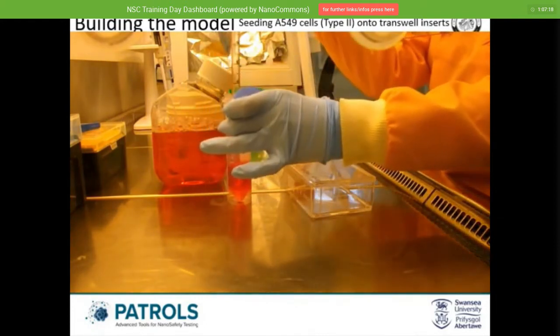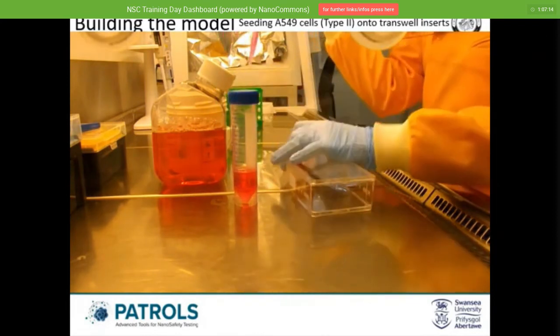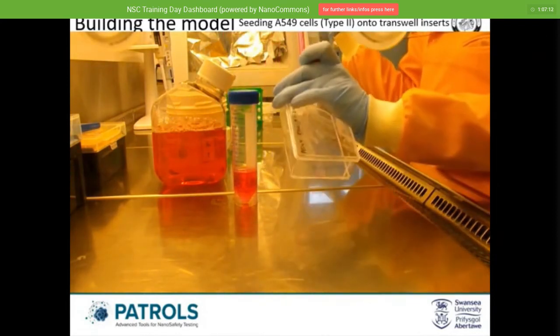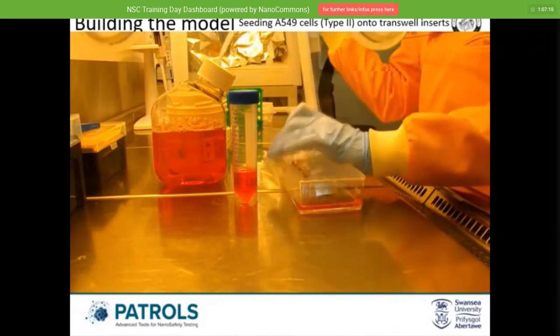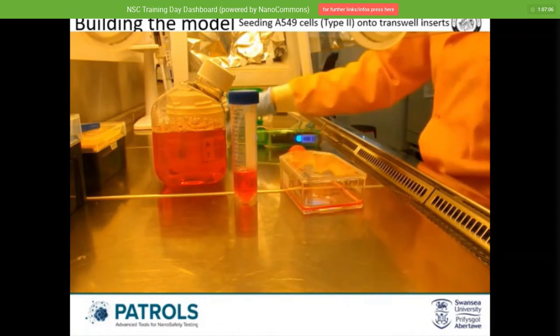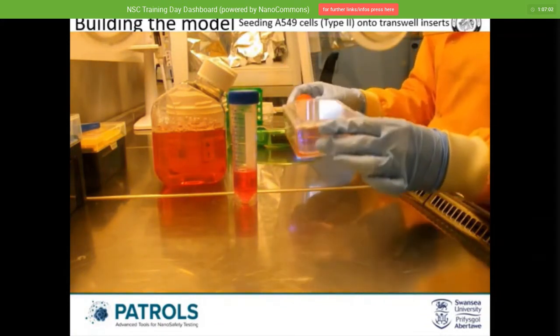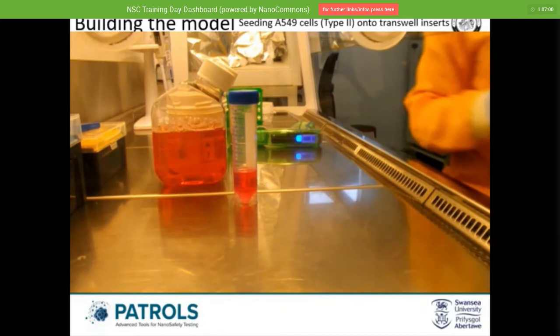We then take 5 mils of our trypsin, which again is lab specific, and there are other laboratories that use a smaller volume, and place it within our flask. This is then placed into the incubator and left to incubate for 5 minutes, constantly looking at the cells to ensure that they've been trypsinized properly, and then taken back to the hood.